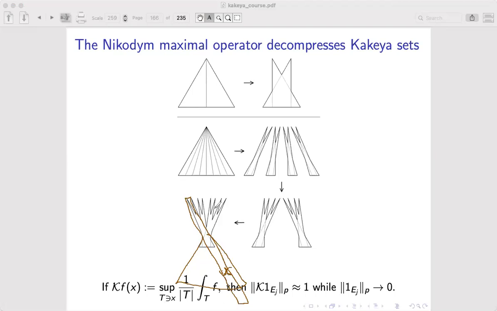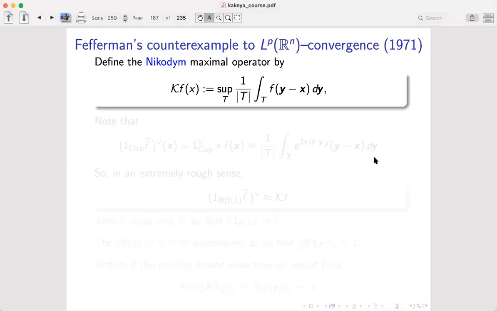So what Fefferman proved was that somehow you can use that to show that not only is the Kakeya operator, so that's just me writing that Kakeya operator as a combination, it's the same thing. So these are tubes sent to the origin. And so if you subtract x, then they're sent to the x.